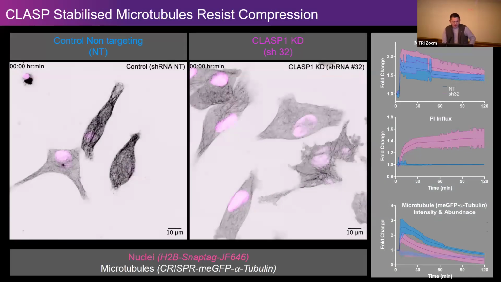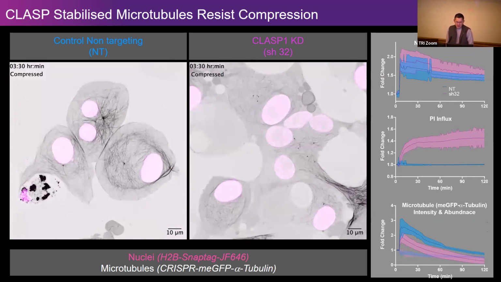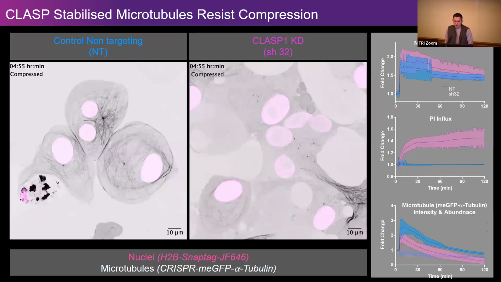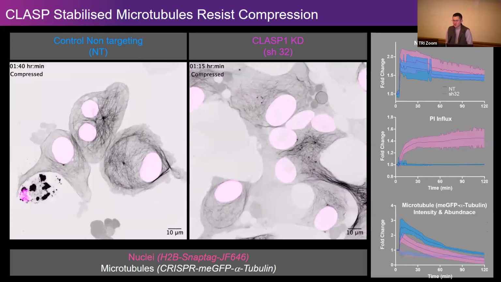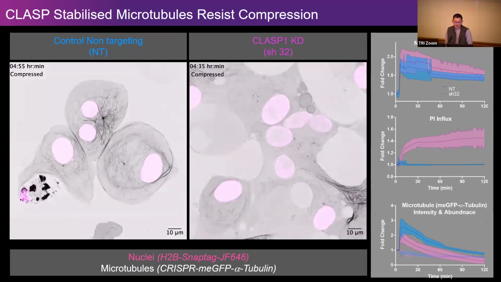So when we do this experiment and grow cells expressing tagged microtubules and nuclei in black and magenta respectively, and we compress them, what you can see here on the left is that the control cells actually exhibit microtubules that are vastly more stable than those of their CLASP-depleted counterparts.